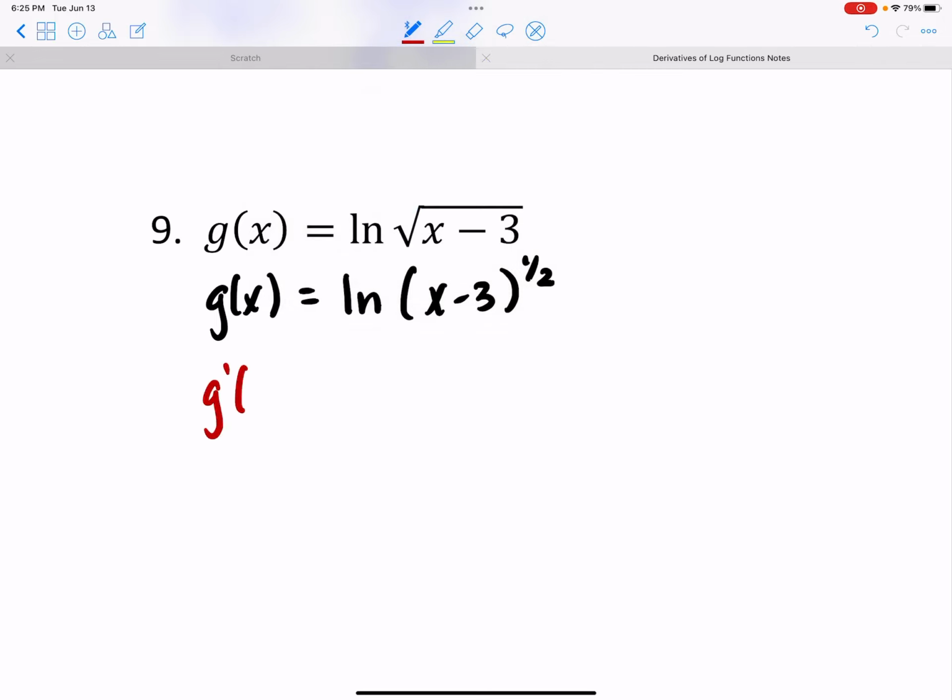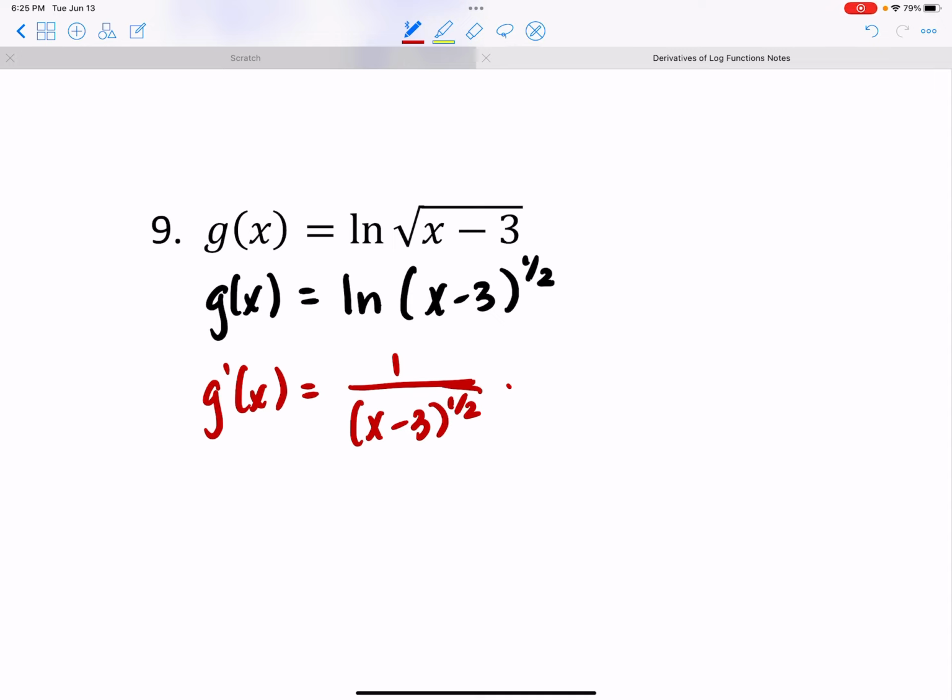Well, this is a natural log of some new inner function, so it's going to be 1 over that new inner function. And then because it's not an x, we're going to multiply by the derivative of that new inner function. So the derivative of x minus 3 to the 1/2, that's using our general power rule, so we're going to use the chain rule again.